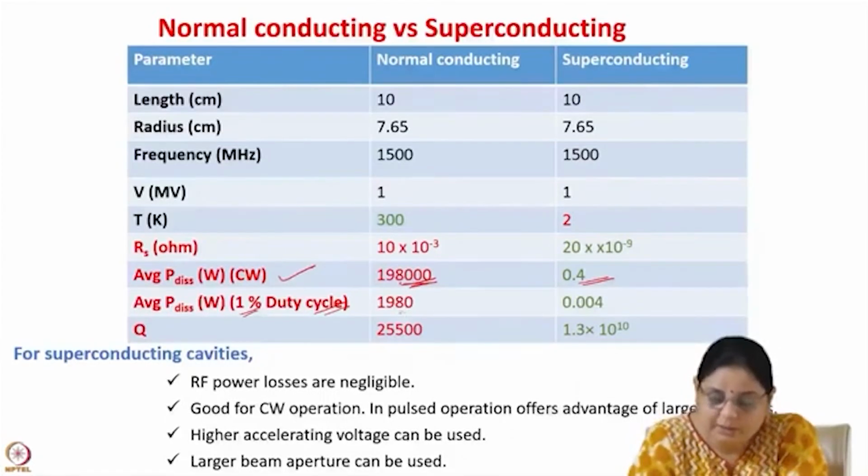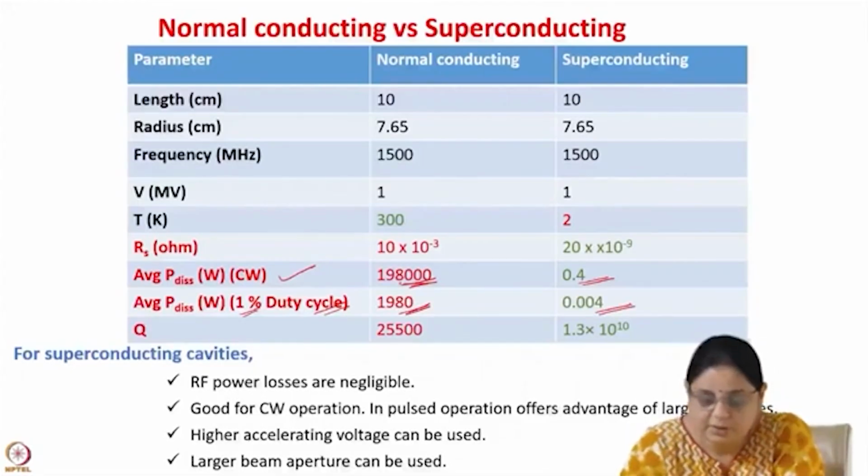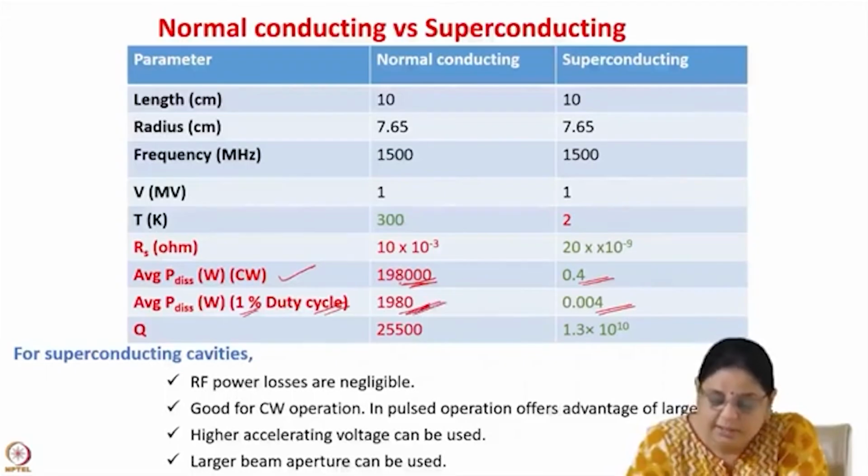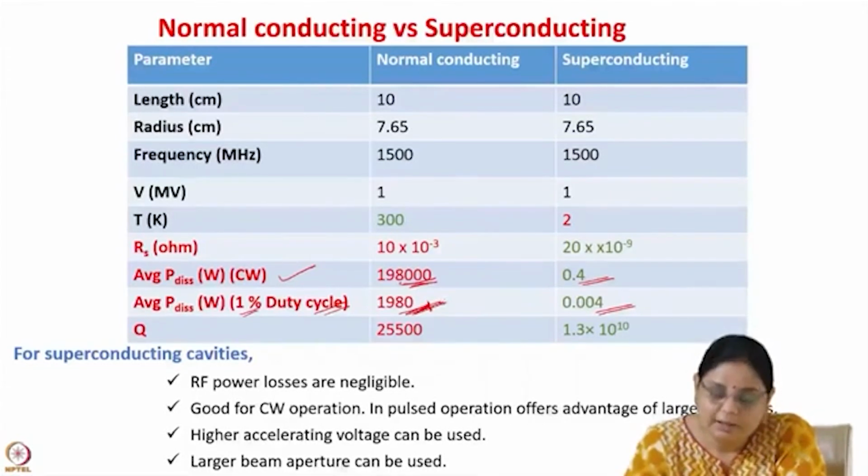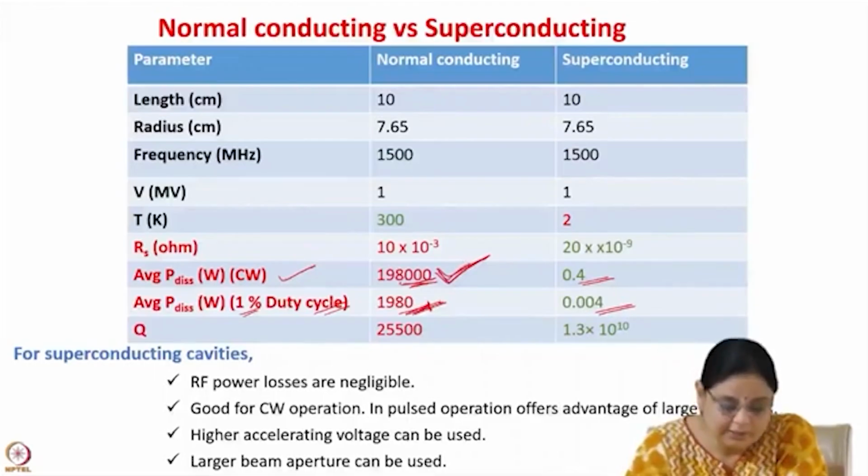Here we see that the power dissipation has come down a lot. It is now only 1.98 kilowatts. Here also the power dissipation is very small. So in this case it is easier to remove the power dissipation even during normal conducting operation. So for pulsed applications, it may be okay to use normal conducting accelerators, but for CW applications the power dissipated is huge, and so it is better to go for superconducting accelerators.